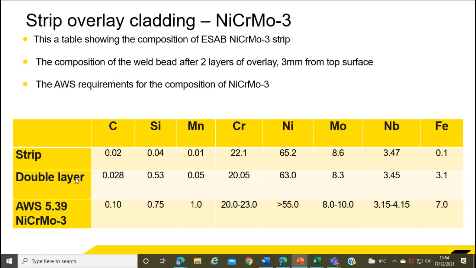So bear in mind again, this is 2 layers. So you put in this strip onto another layer of a diluted version of this strip. So these are the chemistries that you can achieve with that. You see the chrome drops, the nickel drops, moly drops, niobium drops, and the iron very much increases.